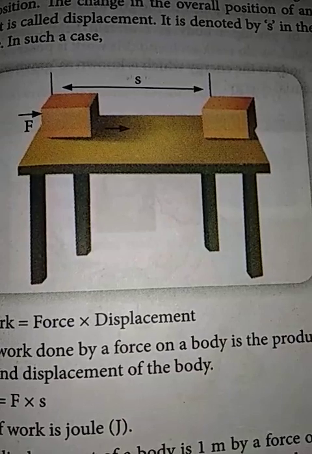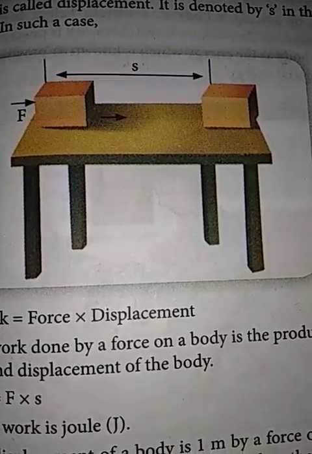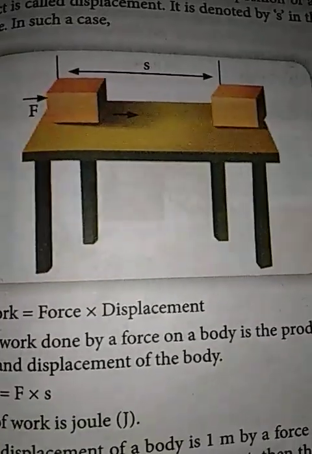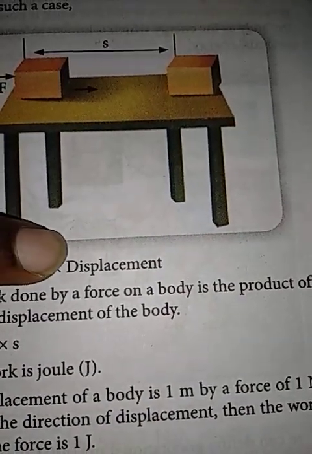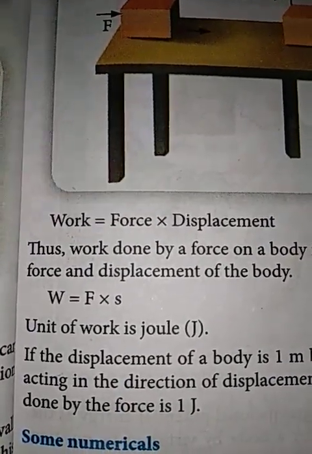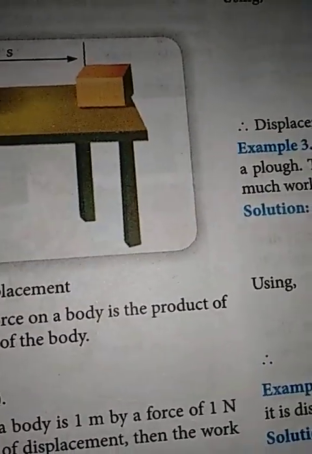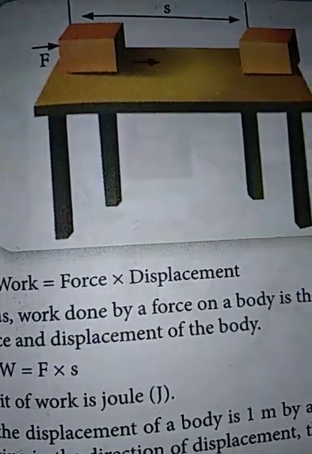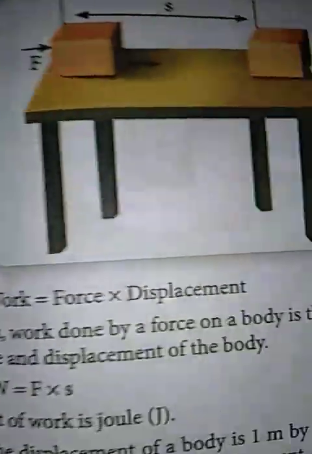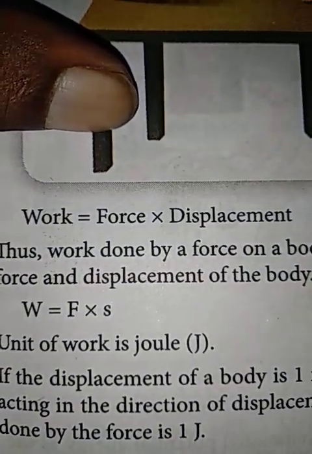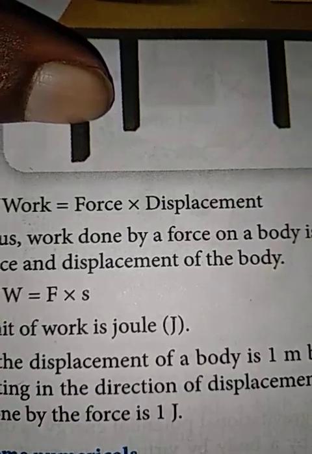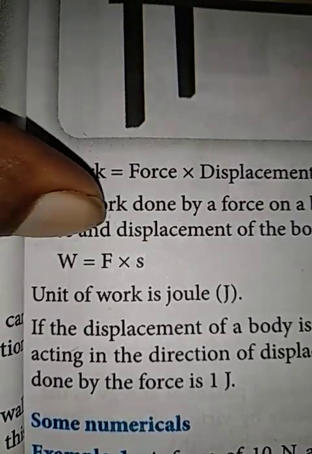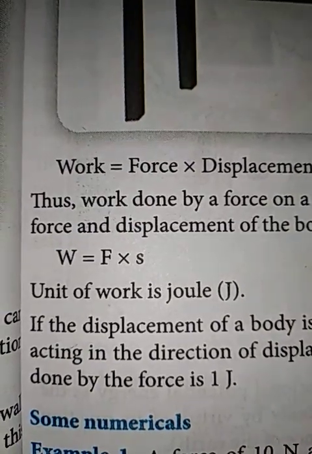This change in overall position of an object is called the displacement. Displacement is denoted by the symbol S. In such cases, work done is equal to force into displacement. Thus, work done by a force on a body is the product of force and displacement. So work done can also be defined as the product of force and the displacement of the body. So W is equal to F into S. W stands for work, F stands for force, and S stands for displacement.